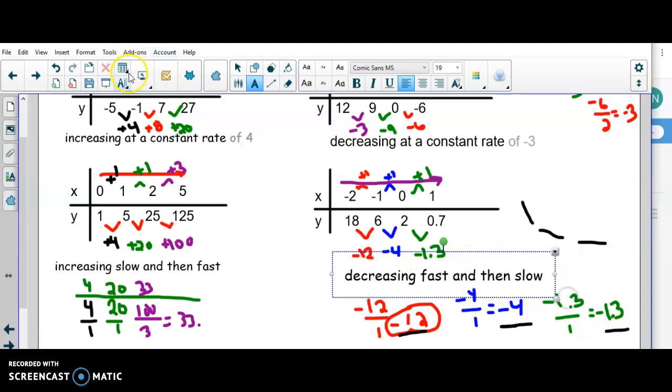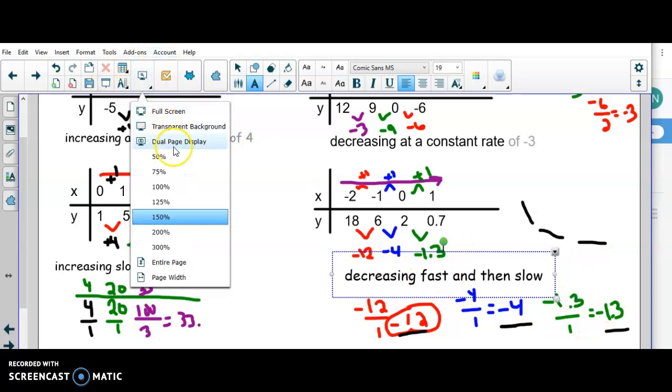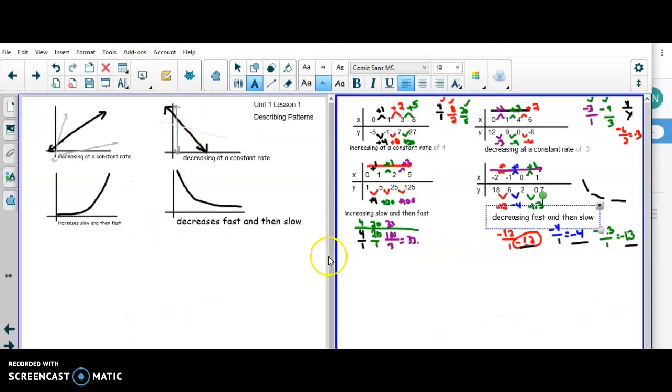All right, so we looked at, let me just bump this over here, ways to describe patterns when you look at a graph or look at a table of values.